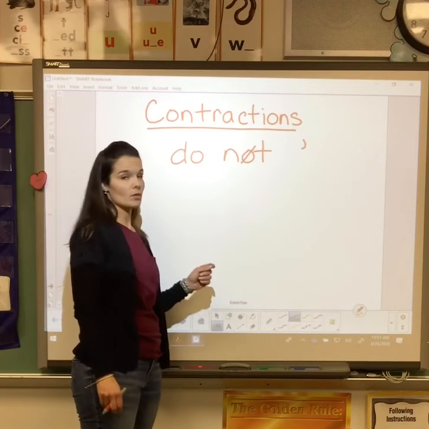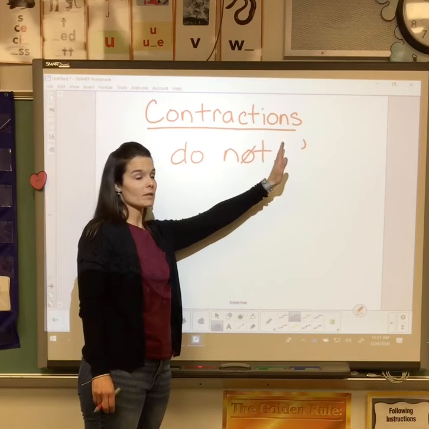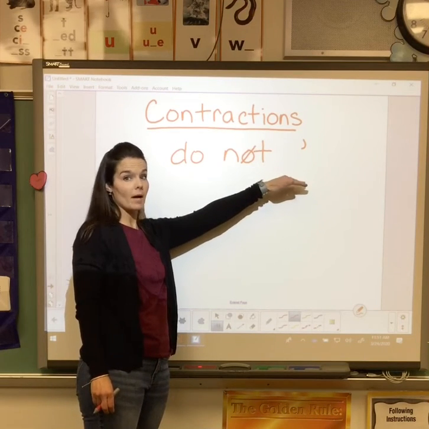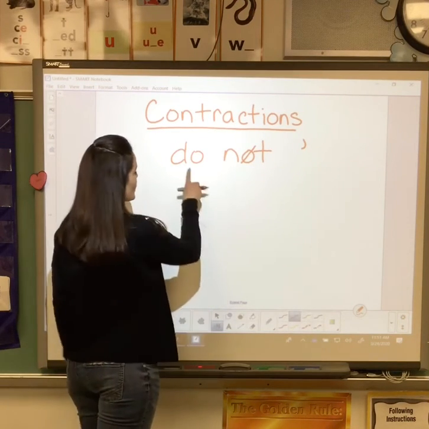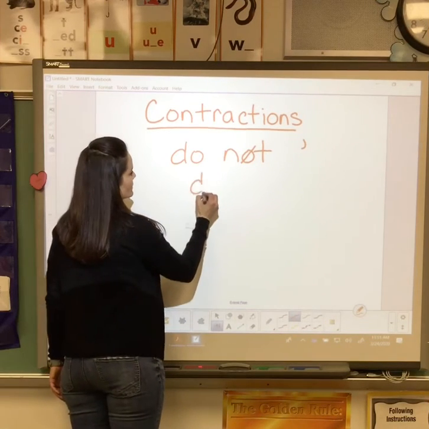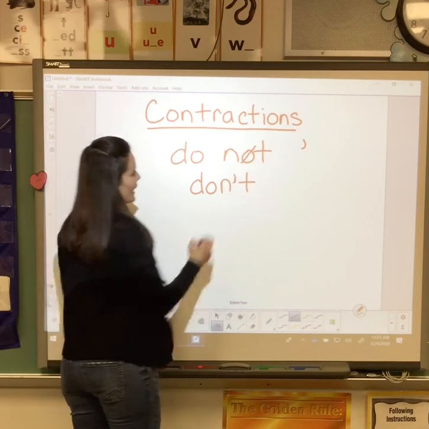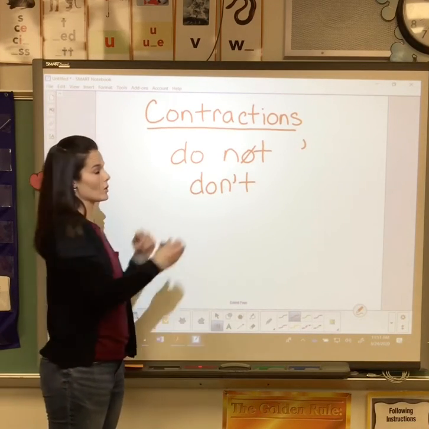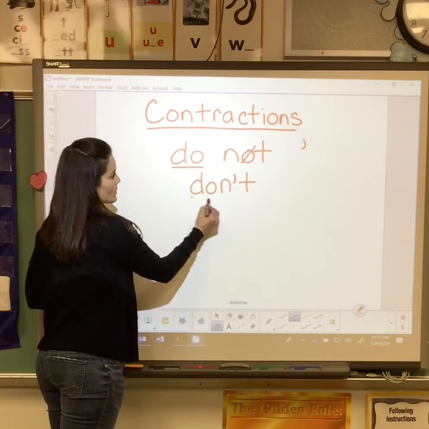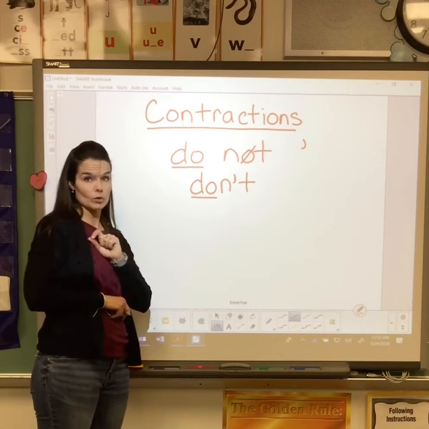Now remember, an apostrophe is different than a comma. An apostrophe is going to be made at the top of the letters, where a comma is made at the bottom of the line. So we're going to change the words do not to the word don't. Notice when I did that, I did not change the first part of the word. So do is going to remain do over here. It's the second word that we are changing or altering.